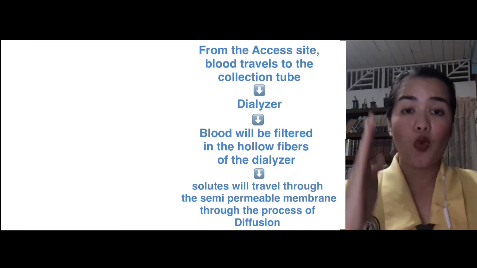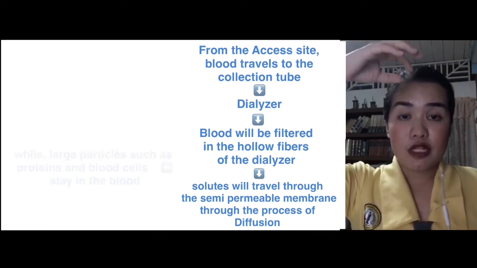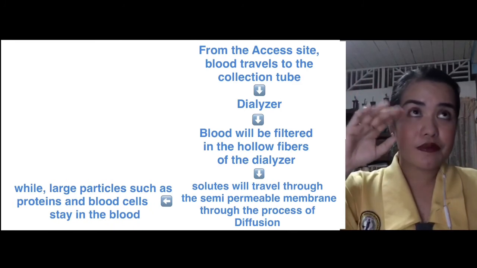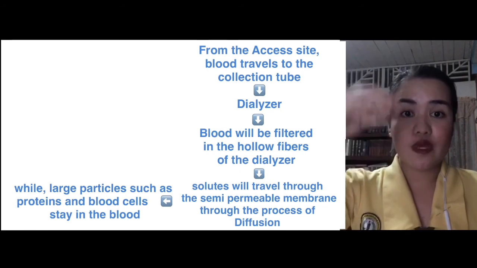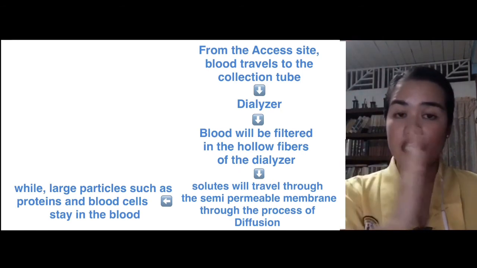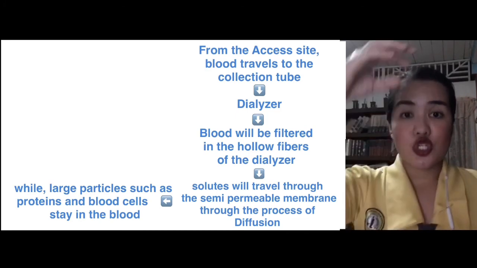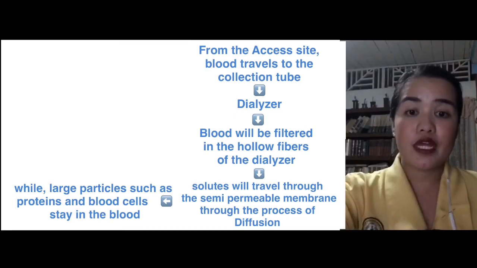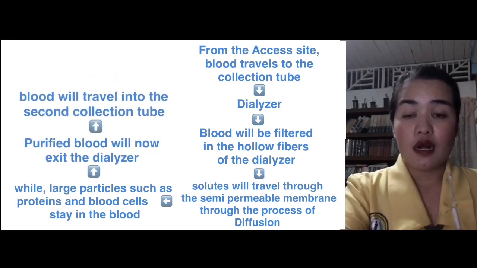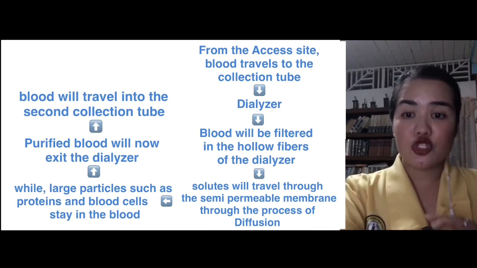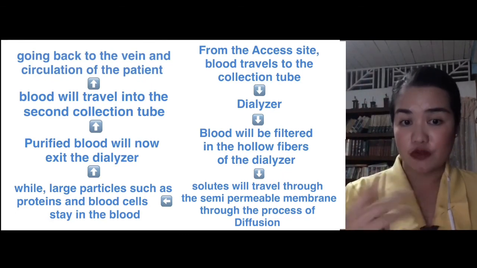Then, the large particles, the blood cells and the proteins, will not pass through the semi-permeable membrane because they are large molecules. So it will just pass through the hollow membrane. So it is now purified. Once it is purified, it will now travel to the second collection tube, then travel to the vein of the patient, then back to the circulation of the patient, and then repeats the process.